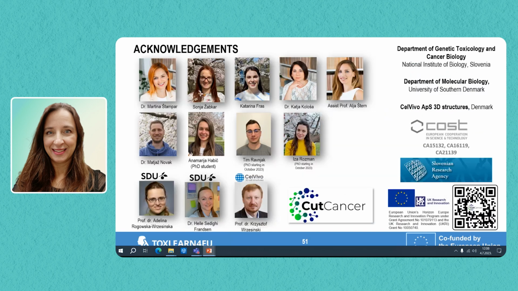So this is my team, my researchers and students that were involved in this huge amount of experiments. Also, part of the work was done in collaboration with the Danish researchers from the University of Southern Denmark. Part of these results was also produced within the Horizon Europe CAT Cancer project.